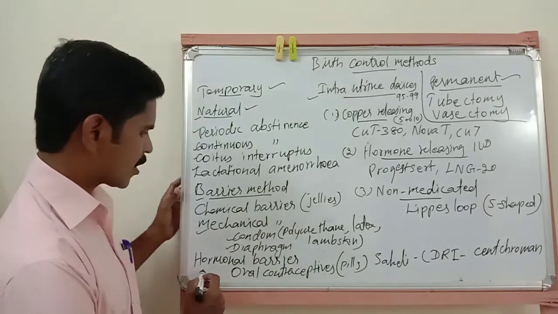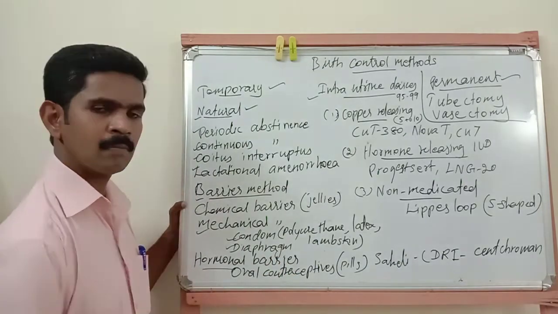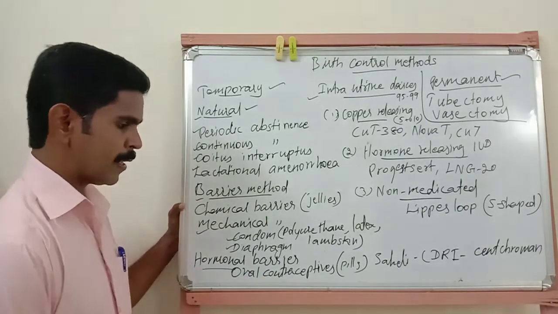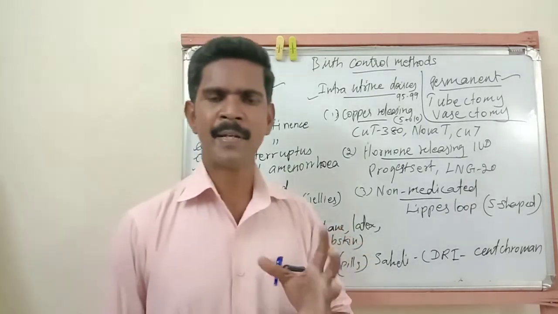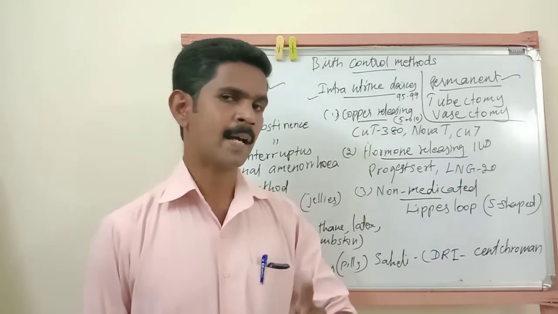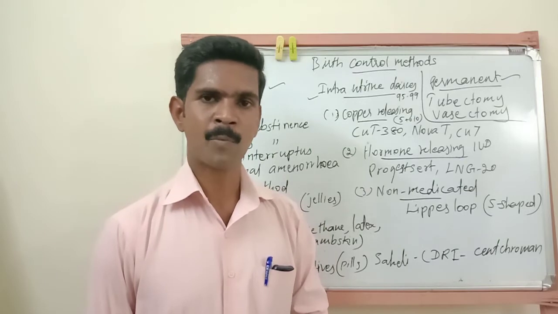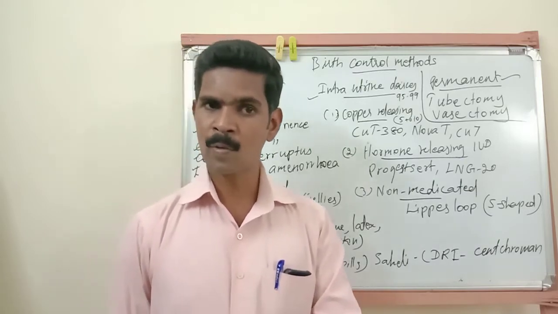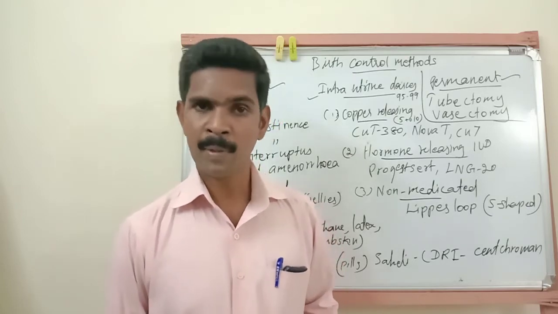Then the next one is the hormonal barrier. See, hormones play a very important role in the ovulation process, mainly FSH and LH, follicle stimulating hormone and luteinizing hormone. These two hormones play a very important role in the ovulation process and also in the menstrual cycle.